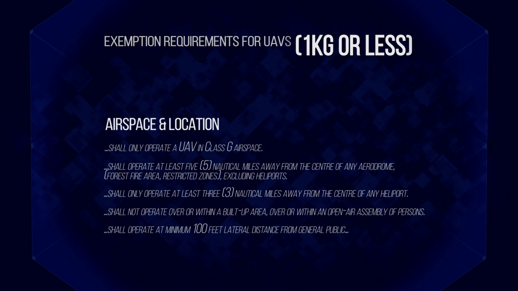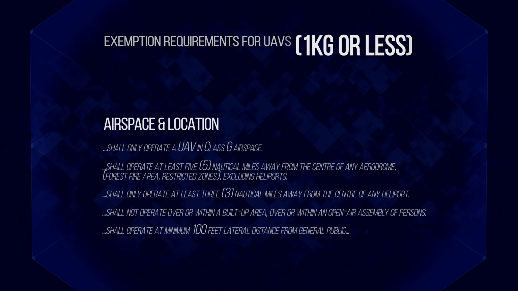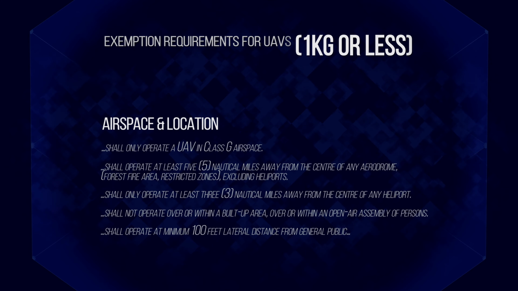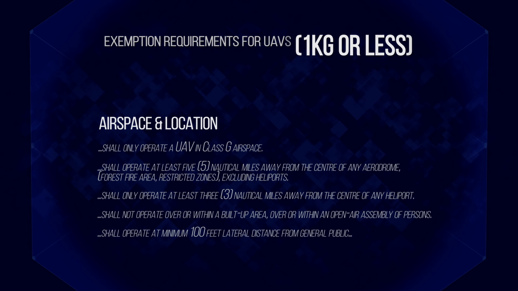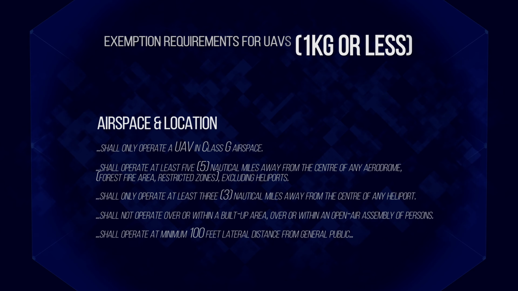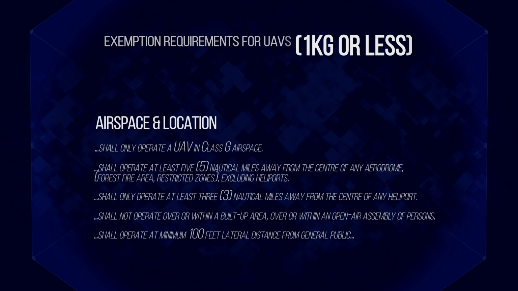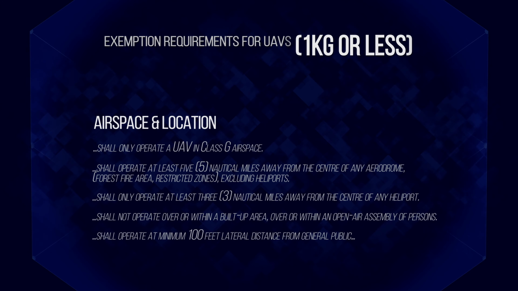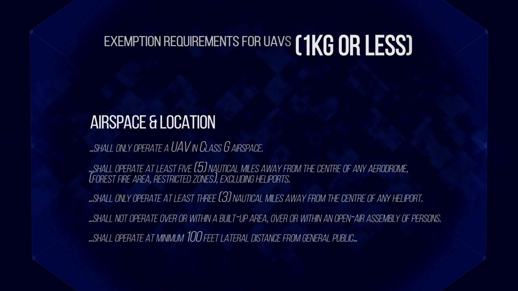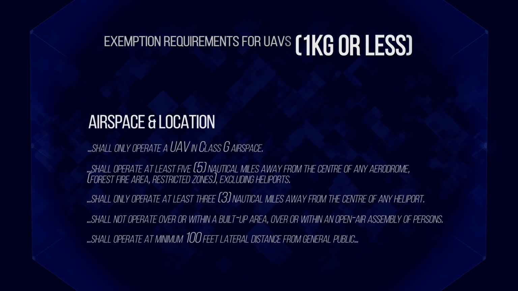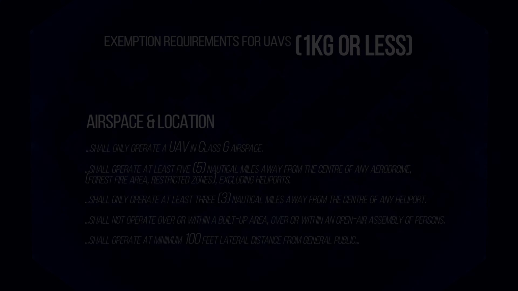For UAVs under 1 kilogram, Class G airspace only with no temporary restricted zones. 5 nautical miles from any aerodrome except heliports, and 3 nautical miles from any heliport. No operations within built-up area or over assembly of persons. Minimum 100 feet to general public.